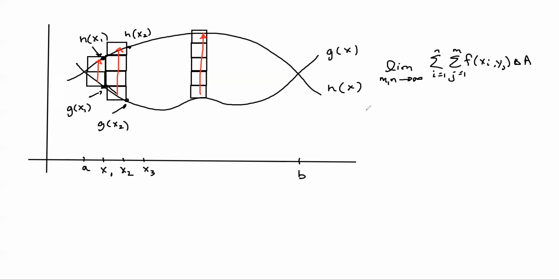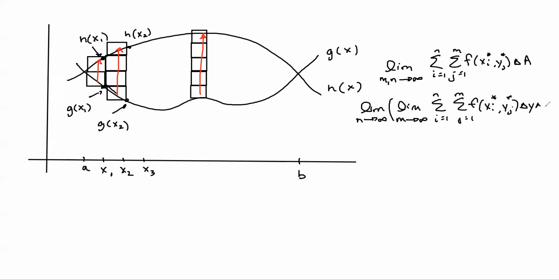So what we can do is we can break this up into limit n to infinity. So n is the one that goes with x, and then limit m to infinity. So that's the one that goes with y. And then we're going to have summation, and we'll have the x be the outer one, and we're going to have the y be the inner one. And then we'll have f, I forgot my little stars here, f of x sub i star, y sub j star, and then this is going to be change in y, change in x.